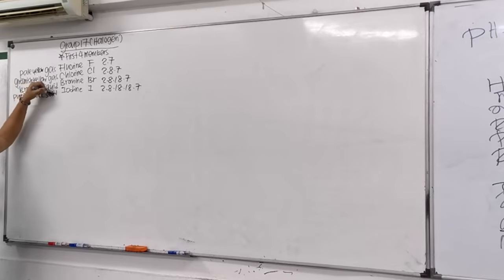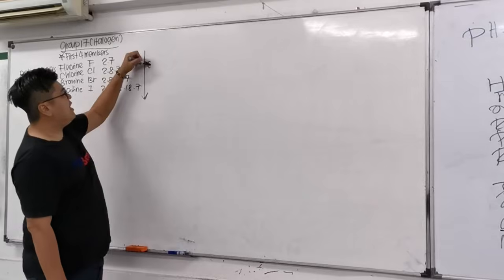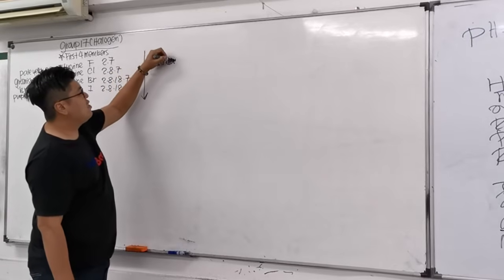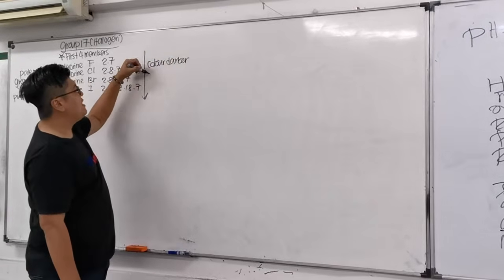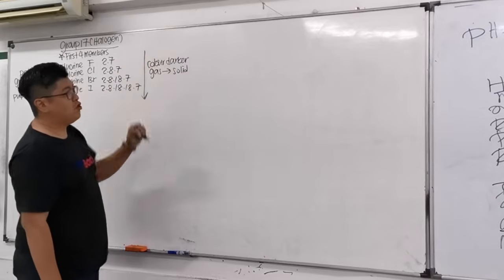So you must be able to see a pattern or trend. Going down the group, you can clearly see that the color is getting darker. Going down the group, you can clearly see that the gas slowly becomes solid. That's the trend you must know.